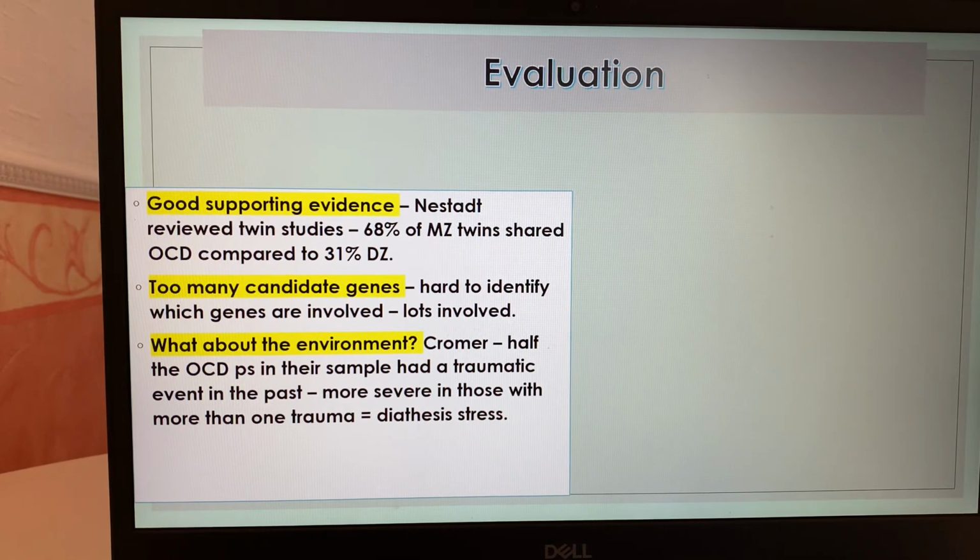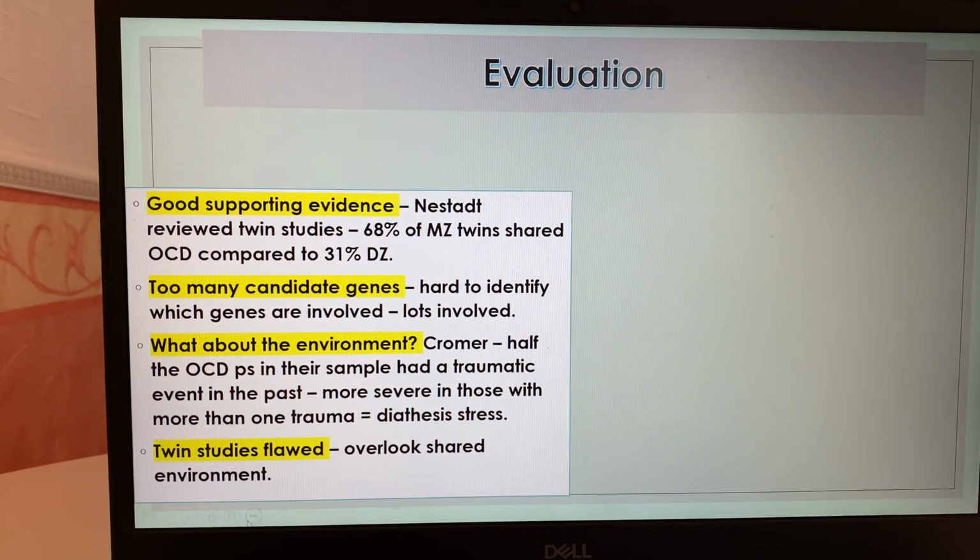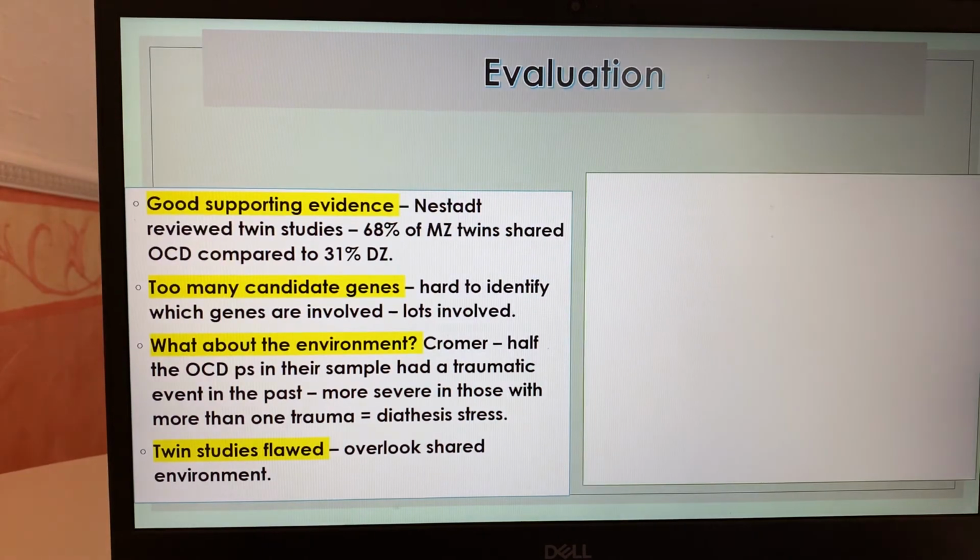So OCD usually manifests from a traumatic event. Something like if you had a burglary, people are more likely to check locks constantly, or if there was some kind of sexual abuse, more likely to wash frequently. So the environment plays a really important part. So that backs up diathesis stress. Then, like we said for Nestat, twin studies are flawed. It doesn't look at the fact they have a shared environment, their upbringing is similar. Therefore, if you're twins, maybe they're more likely to imitate each other. So that's something to bear in mind.